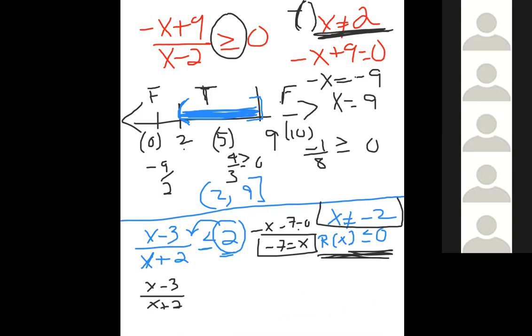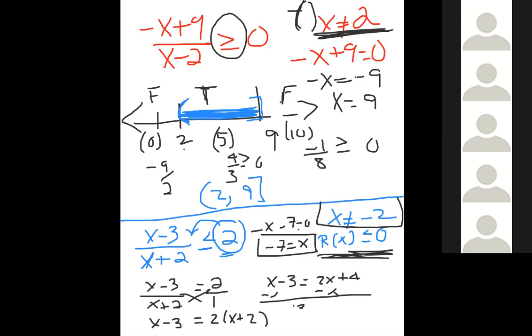So you take (x minus 3)/(x plus 2), set it equal to 2, and then cross multiply it. This is basically a proportion, so cross multiply. So you get x minus 3 is equal to 2 times (x plus 2). And so x minus 3 will equal 2x plus 4. And so, I'm going to subtract x from both sides. So I get -3 is equal to x plus 4.